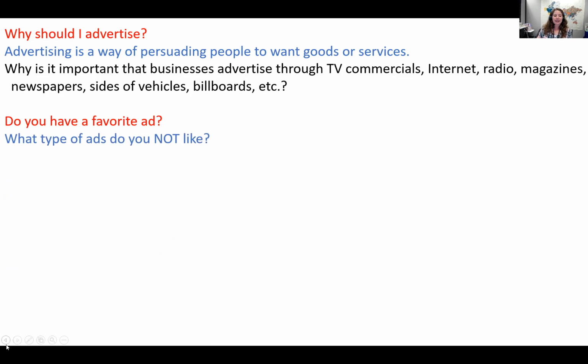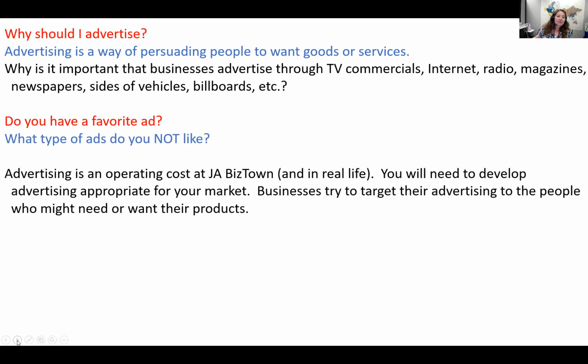If you don't like an ad, maybe it might affect your opinion of the product. Advertising is an operating cost at Junior Achievement BizTown and in real life. You will need to develop advertising appropriate for your market. Businesses try to target their advertising to the people who might need or want their products. So if you ever watched cartoons and they have a toy come on, they're going to want those young TV watchers to notice that ad and go ask mom and dad, hey, I want this new toy. And so they're actually targeting who that product is made for.